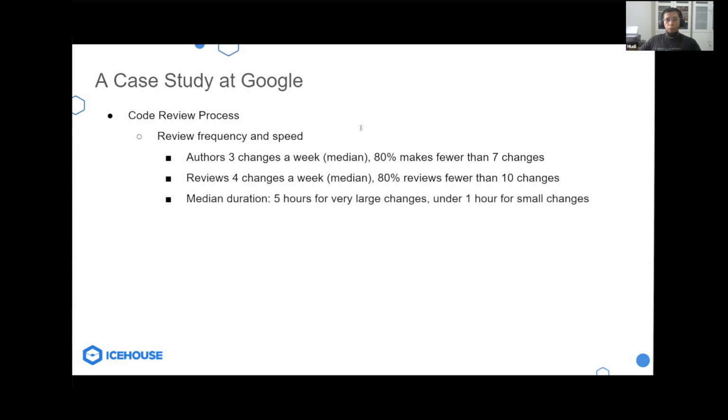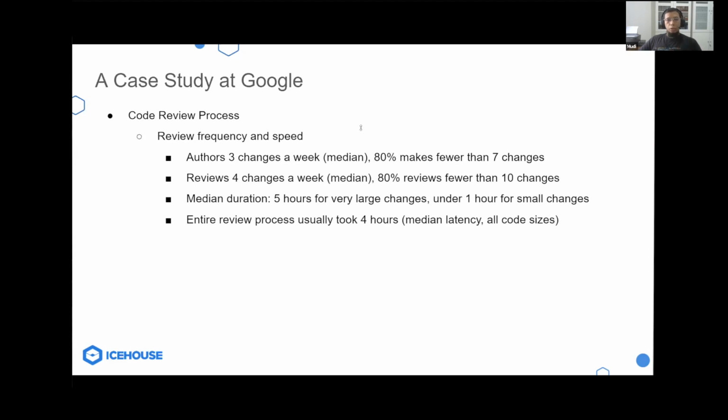The wait for initial feedback is about 5 hours for very large changes and under 1 hour for small changes. But mostly the entire review process is usually just under 4 hours, which is pretty quick, considering how large the company is.